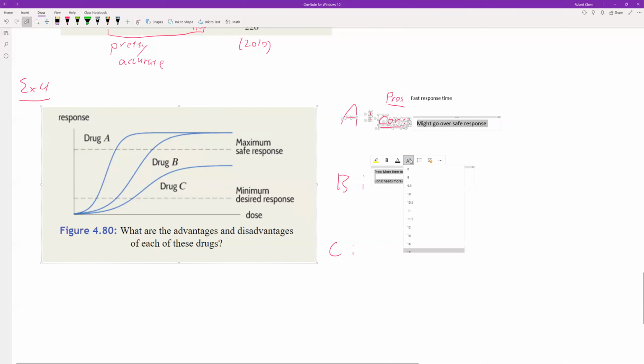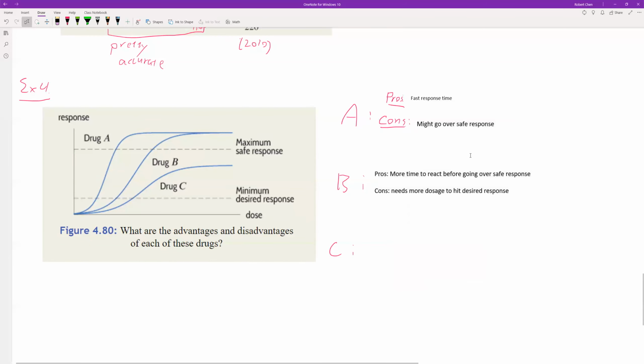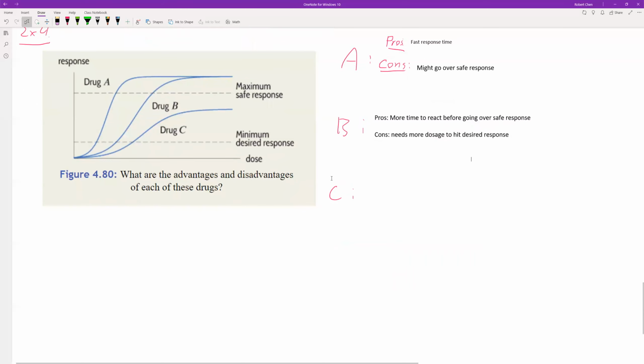I know this is not a medical class or anything like that, but it's fun to look at things like this. All right, drug C is just very slow, but notice that it will never go over the safe response. So pros, always safe. Max capacity is below the max safe response. But the cons, you need a lot of dosage, even more dosage than drug B.